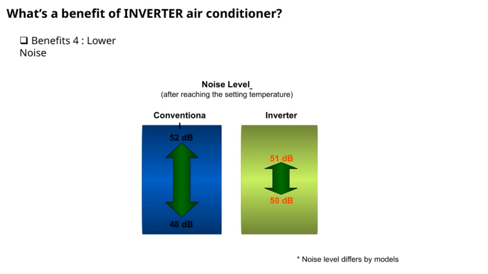Now, let's take a look at how noise levels differ between models. As you can see, the inverter model operates at around 50 decibels, while the conventional model is a bit louder at 52 decibels. Interestingly, some inverter models can even go down to 48 decibels, which is noticeably quieter. So, what does this mean for us? One of the key benefits of an inverter air conditioner is lower noise. This means a more peaceful environment, especially during nighttime or when you need to focus.